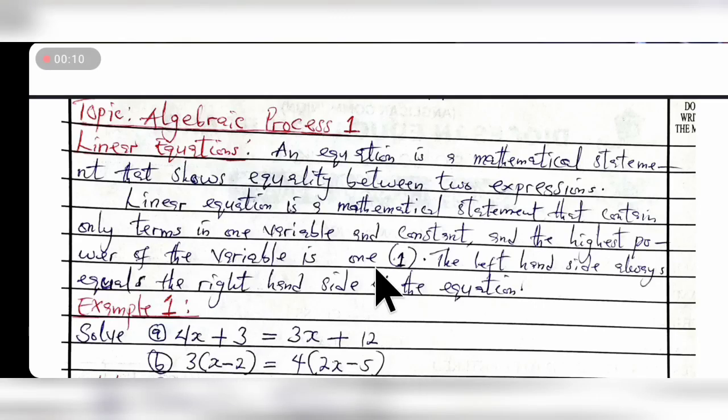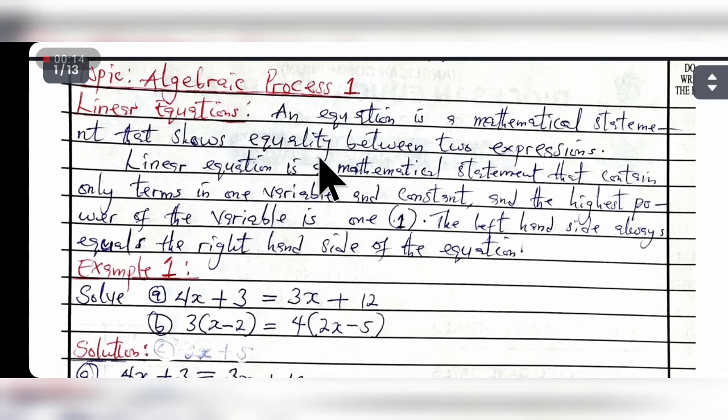Okay, algebraic process. One, the first thing is linear equation. What is a linear equation? An equation is a mathematical statement that shows equality between two expressions. So that is what an equation is all about, a mathematical statement that shows equality between two expressions.